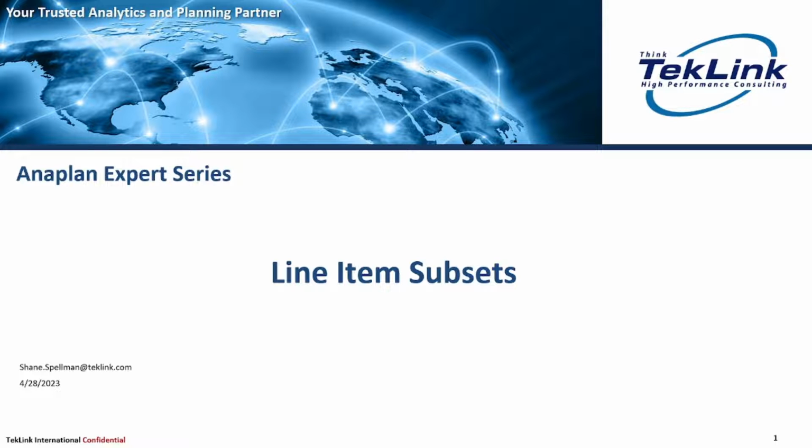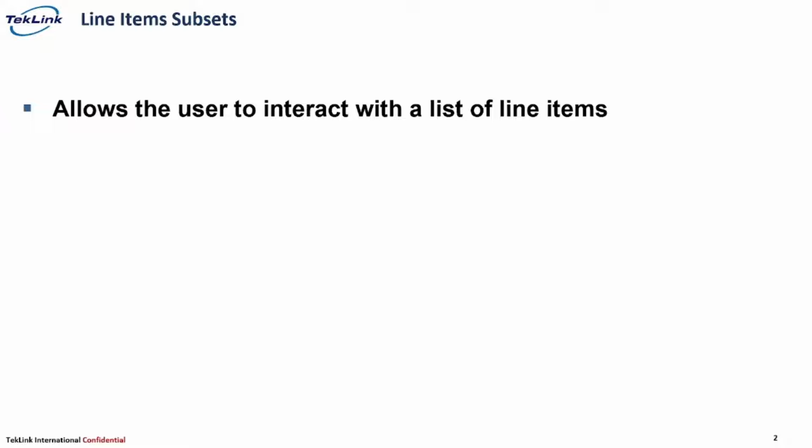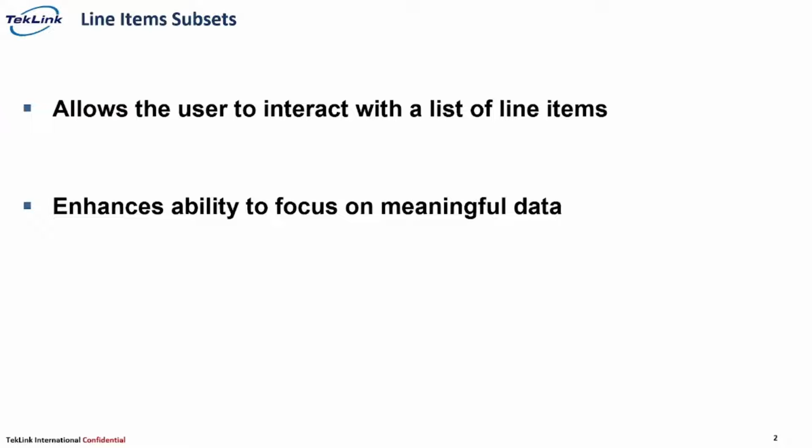Welcome, everyone. Today, we will continue our Anaplan Expert series by exploring the powerful features of Anaplan line item subsets and how they can help us streamline our data analysis. Let's dive in. So what are line item subsets? Line item subsets are an essential tool in Anaplan for focusing on and interacting with specific sets of line items within a model. They allow us to easily filter and analyze relevant data, reducing complexity and increasing efficiency.